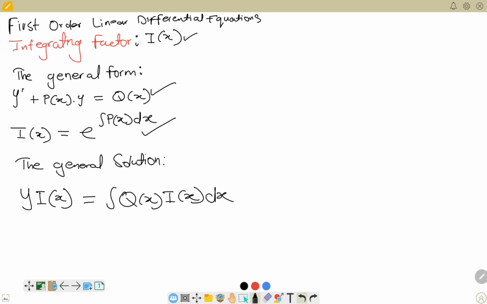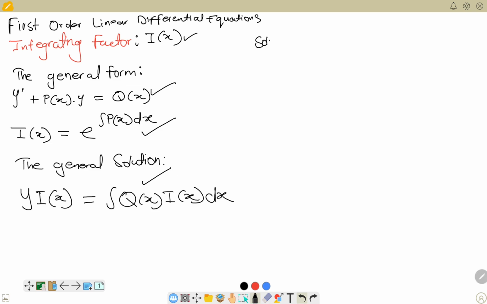And at the end, we'll be asked to find the general solution of the differential equation. And this is the formula that we use to find the general solution. So let's look at an example of how we can apply all these formulas.